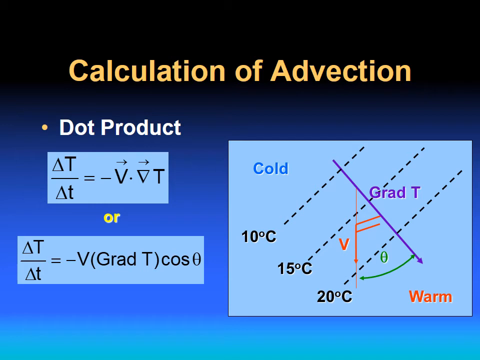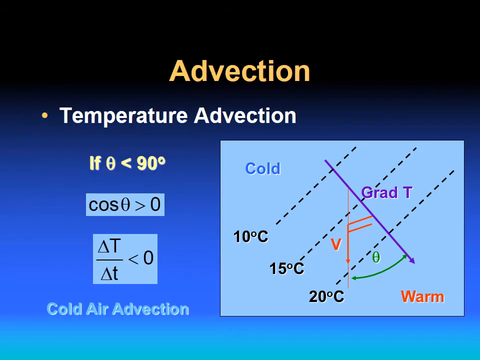Delta big T, delta little t. So local change, that's your local change in temperature with time. So let's look at three cases in calculating advection. In this case, temperature advection, we're looking at where the angle is less than 90 degrees, where the angle will be equal to 90, and where it's greater than.